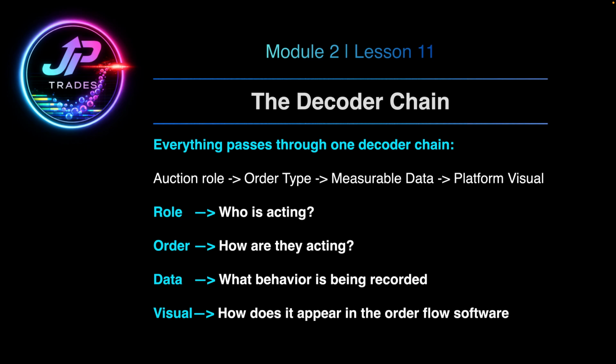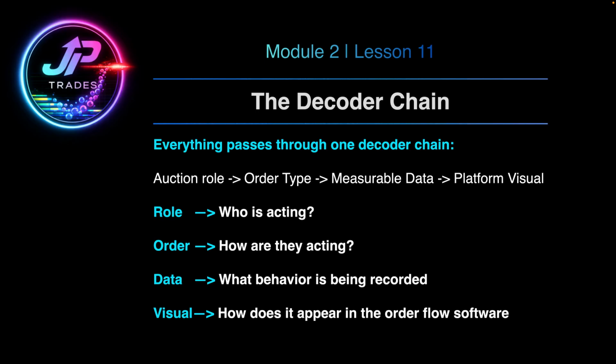So the auction role tells you who is acting, like urgency or control. And the order type tells you how, like through market orders or through limit orders. And then the measurable data tells you what is being recorded. Is it executed volume or are we looking at resting liquidity? And then after that, finally, the platform visual tells you how it appears on your screen.